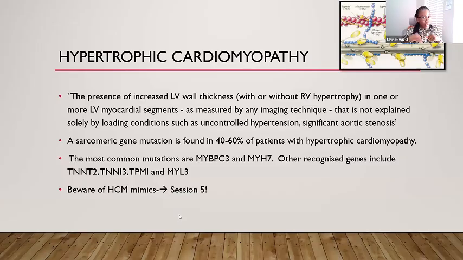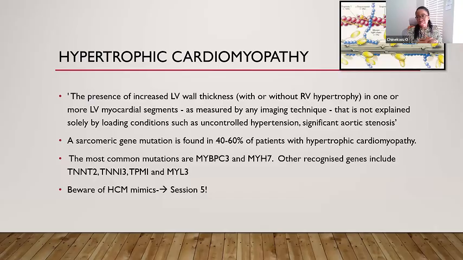And therefore, our own environmental prevalence is expected to be higher. It is defined as the presence of increased LV wall thickness, with or without accompanying right ventricular hypertrophy, in one or more left ventricular myocardial segments measured by any imaging technique, that is not explained by loading conditions.